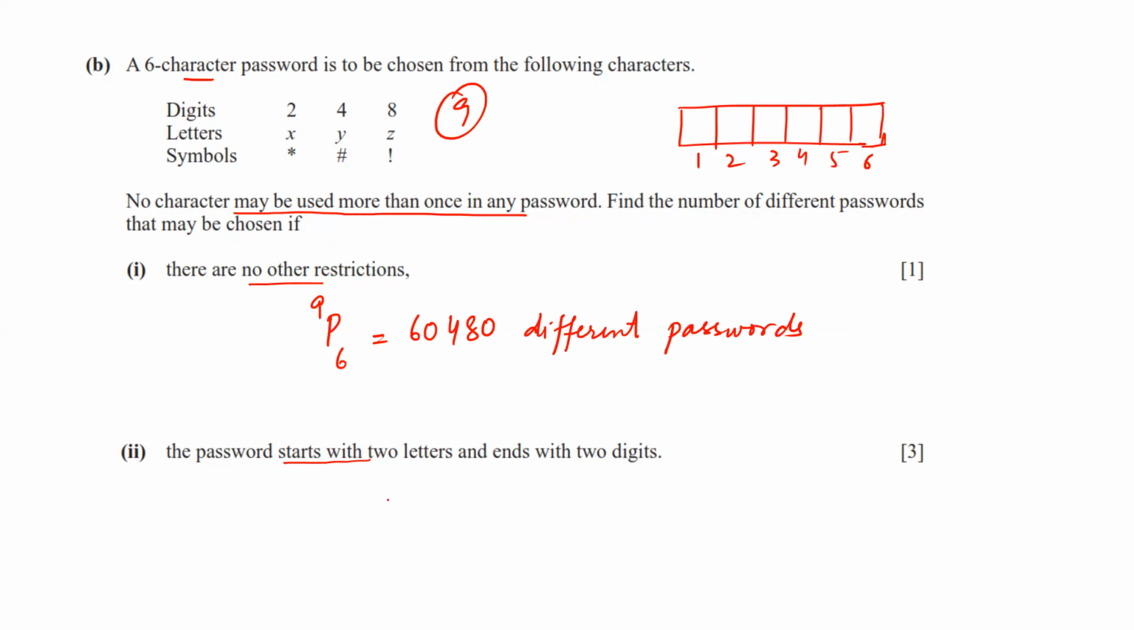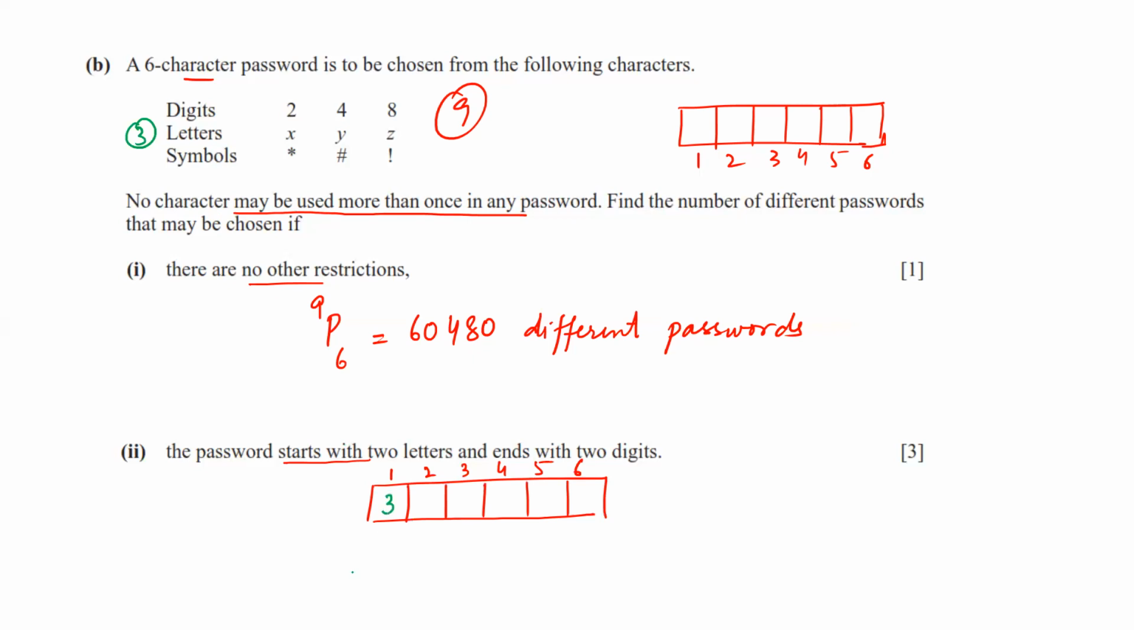Say, assuming this is my box, 1, 2, 3, 4, 5, 6. So 1, 2, 3, 4, 5, 6. Let me change the color now. It starts with the first 2 letters and ends with the 2 digits. Out of the letters, we have a total of 3 letters, and no character may be used more than once in a password. So not more than once.